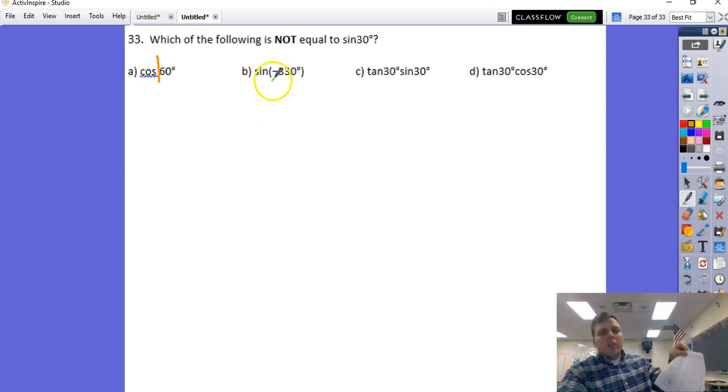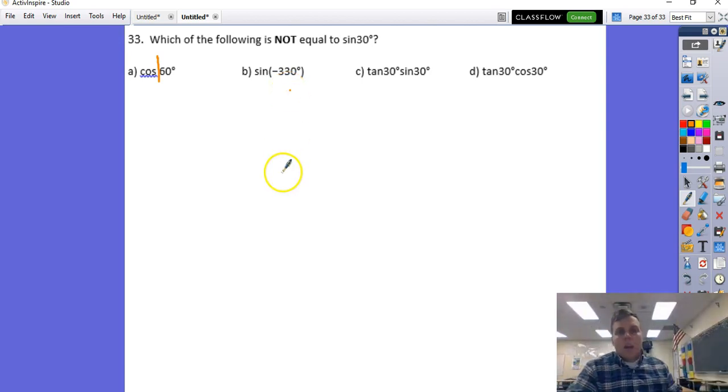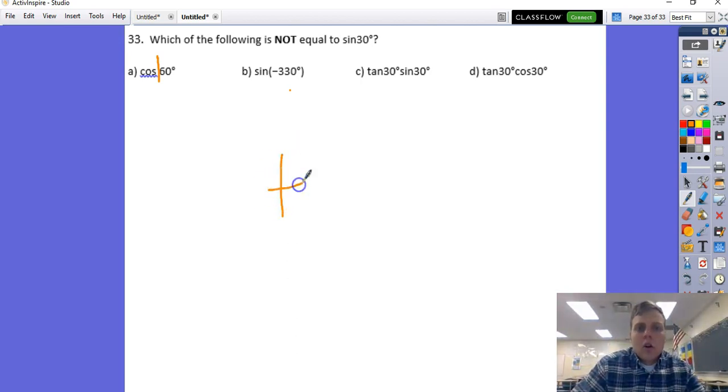Sine negative 330. Alright, so let's think about this for a second. What is it to be negative 330? That means to go around the unit circle in the opposite direction 330 degrees. Okay? So, to go around negative 330 degrees, well, that would actually put you right back at 30 degrees. So it's not going to be that because that actually ends up being the same spot.